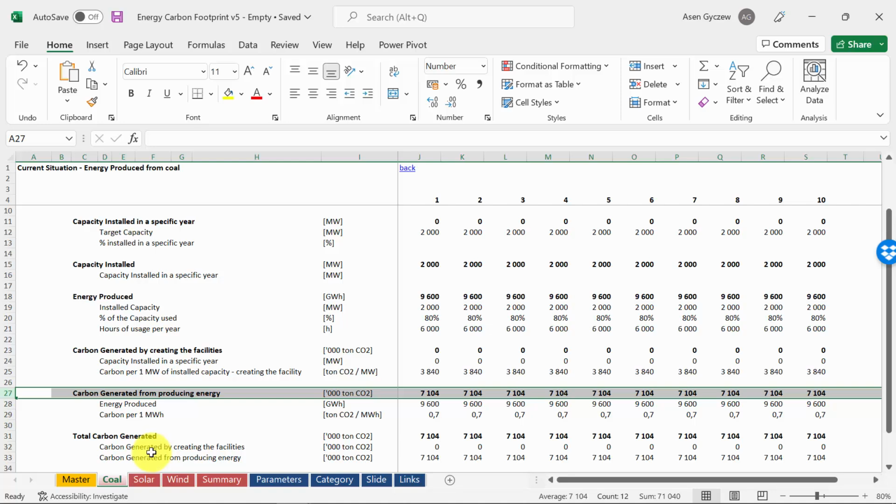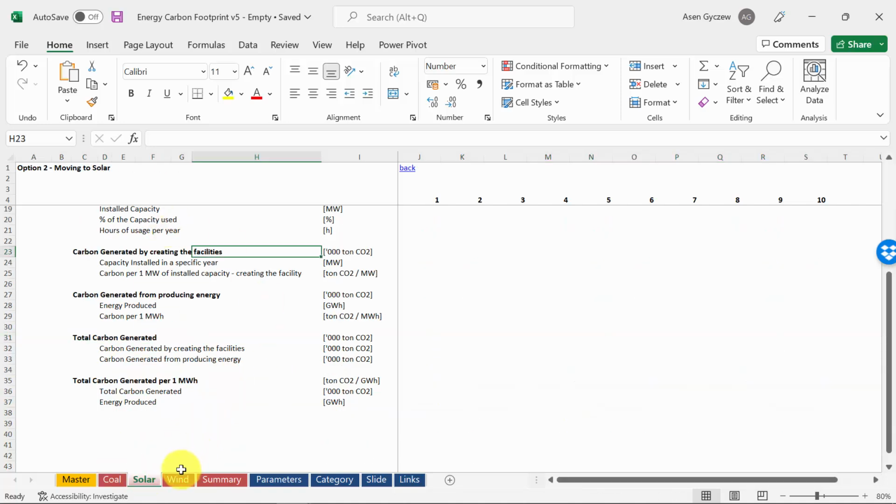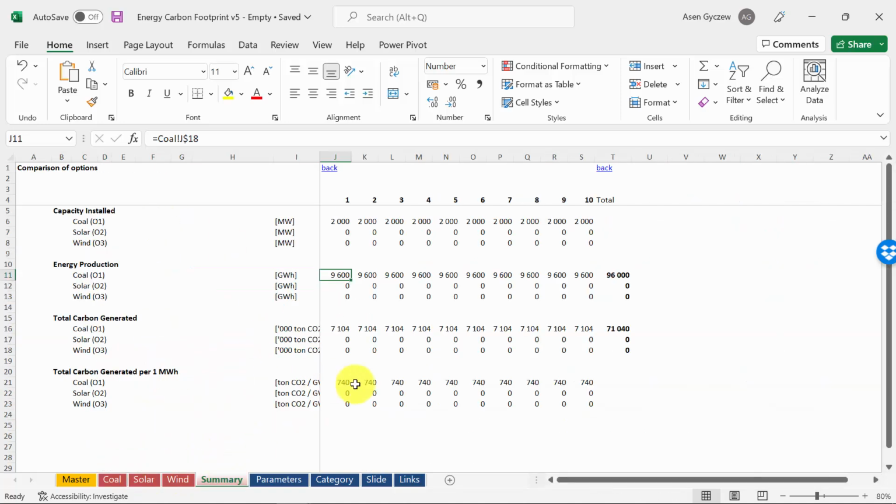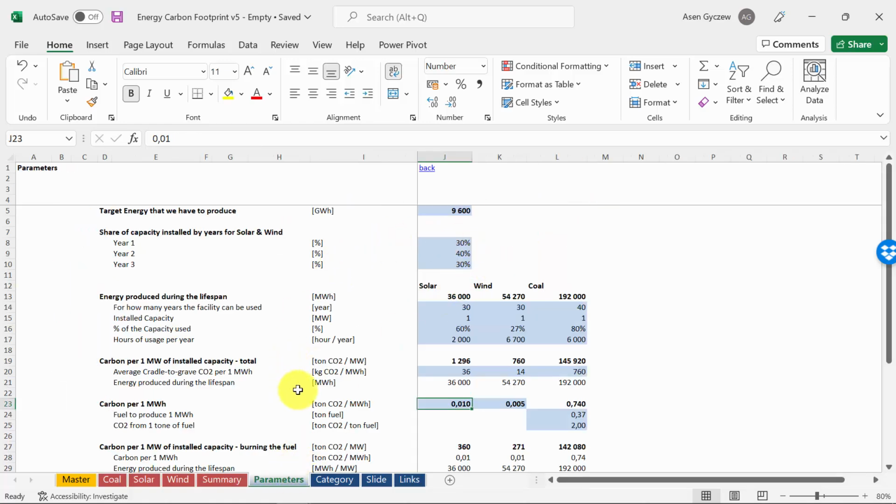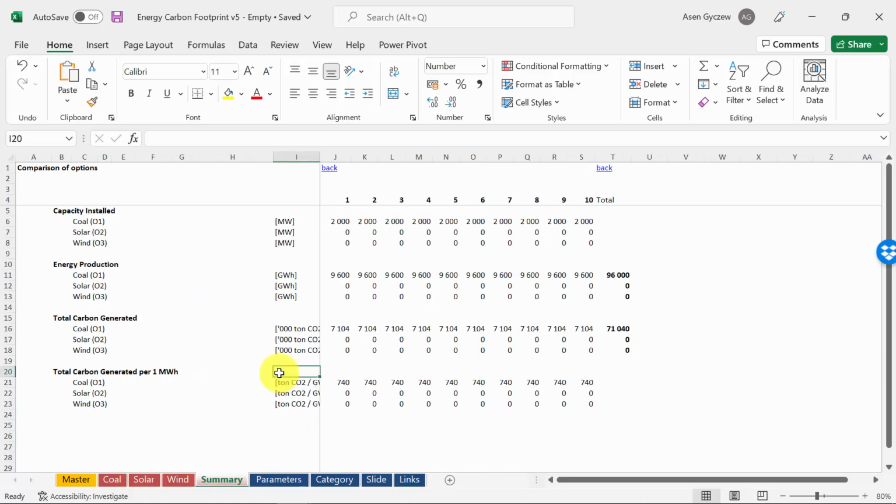So that's in short. Have a look at that, fill in the solar and wind sheets, and also look at the comparison in the sheet summary. All the parameters that you need will be in the sheet parameters. As always, I recommend that you pause the lecture, try to solve it on your own, and once you're done with the solution, move to the next lecture. We'll go through the solution together.